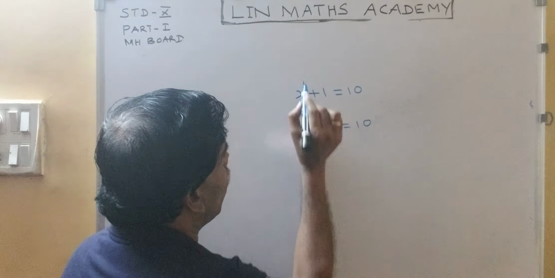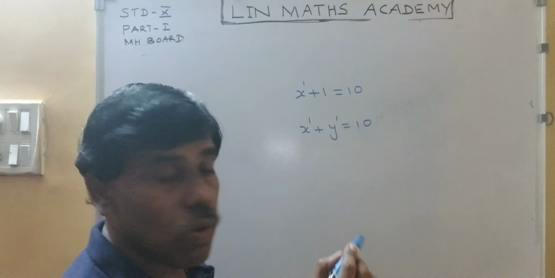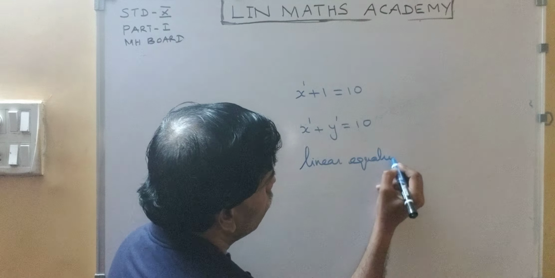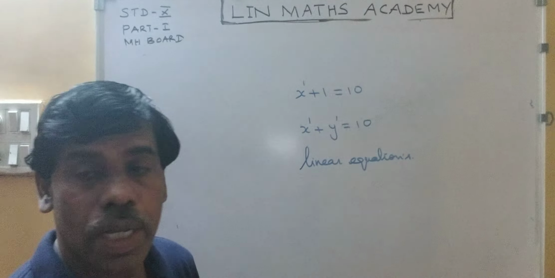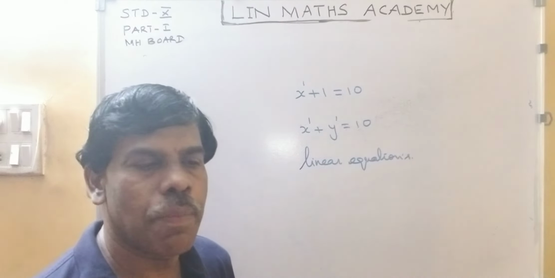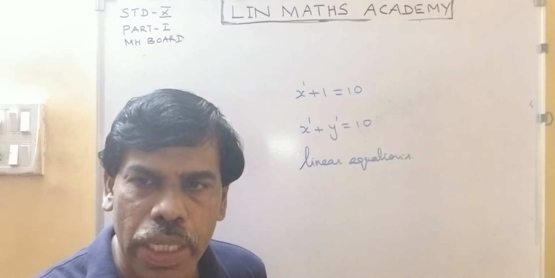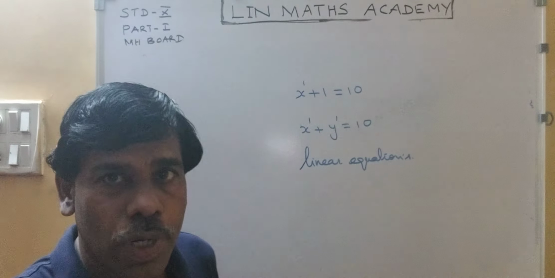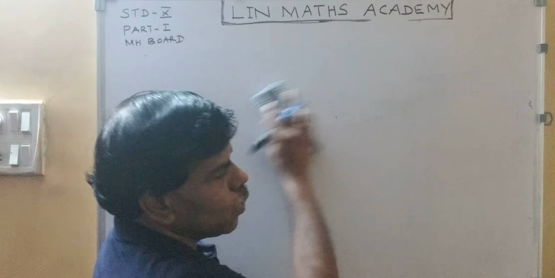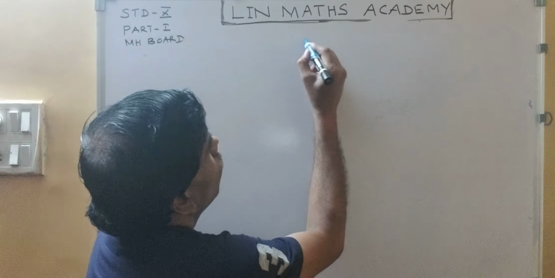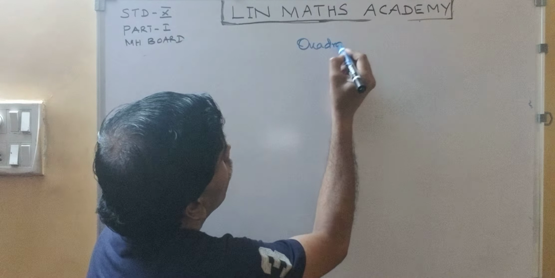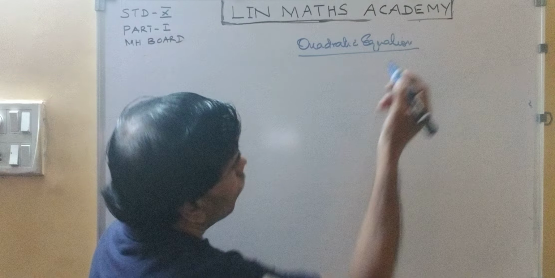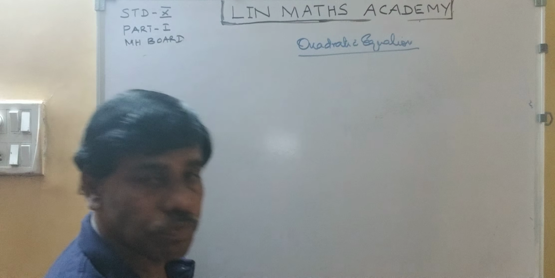Here, what is the power? 1. Here 1, 1. So we call it linear. We call these linear equations. Linear means the maximum power of the variable in that particular equation should be only 1. Right? Now what will happen if the maximum power is 2? Before that we will see something now.